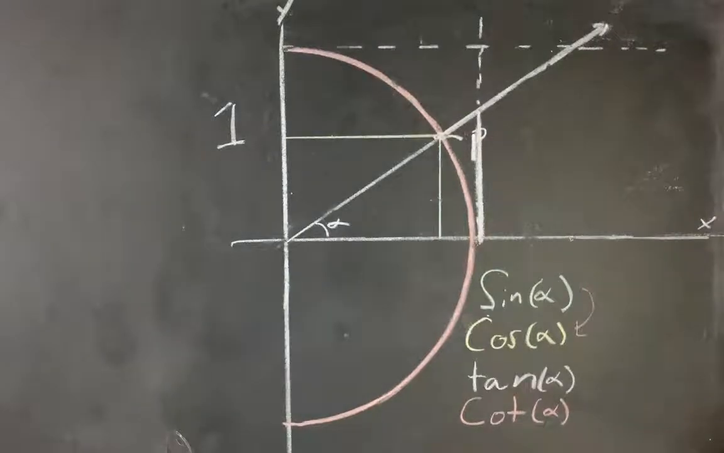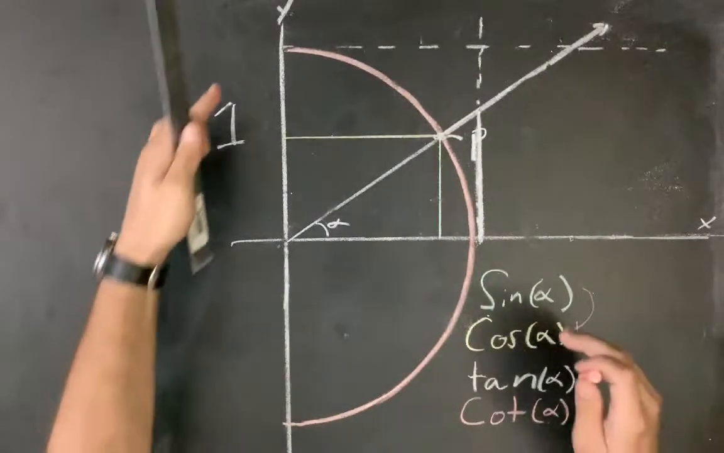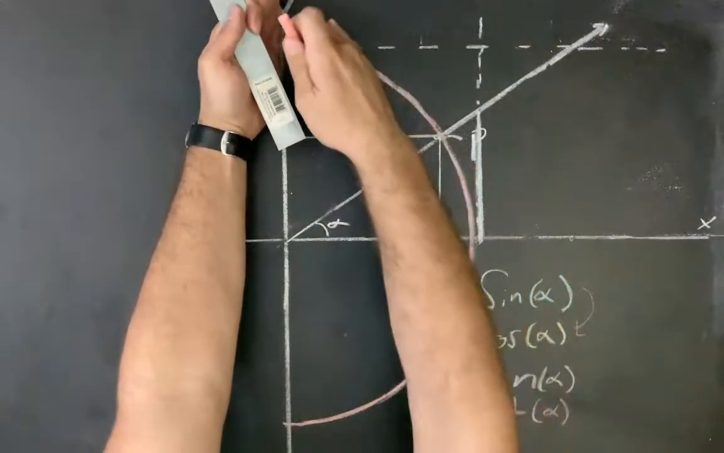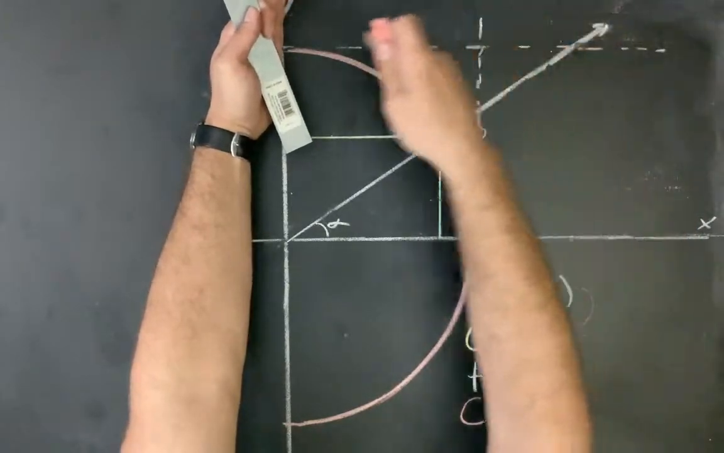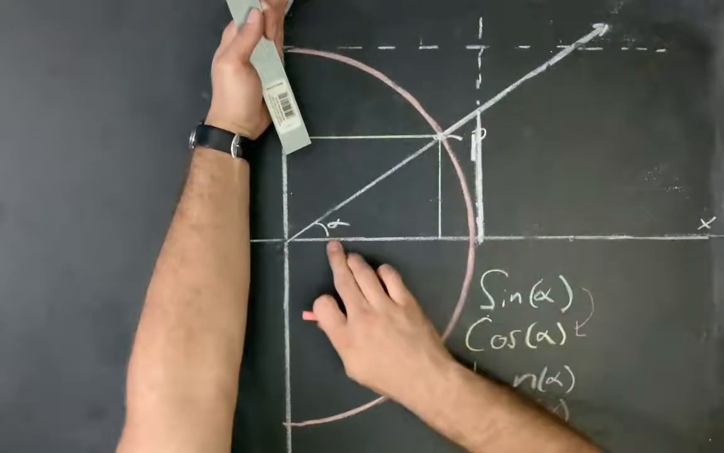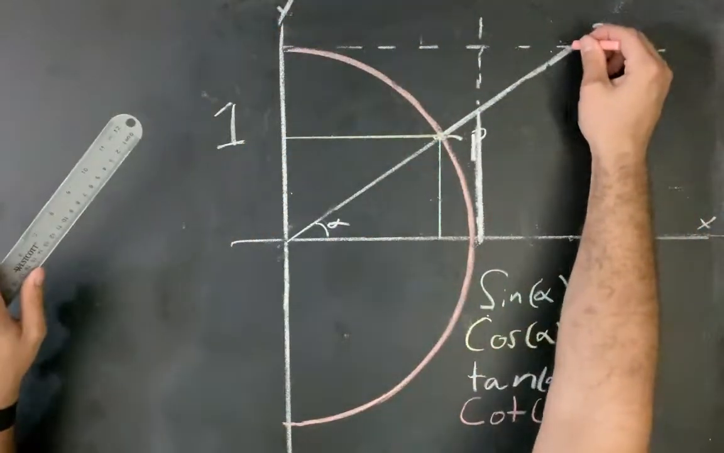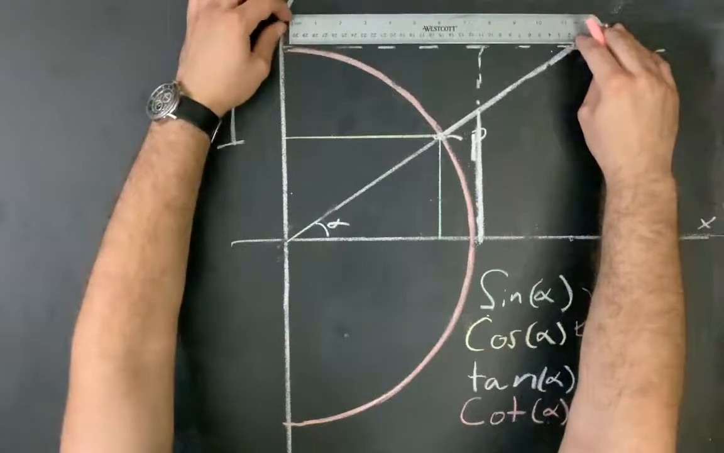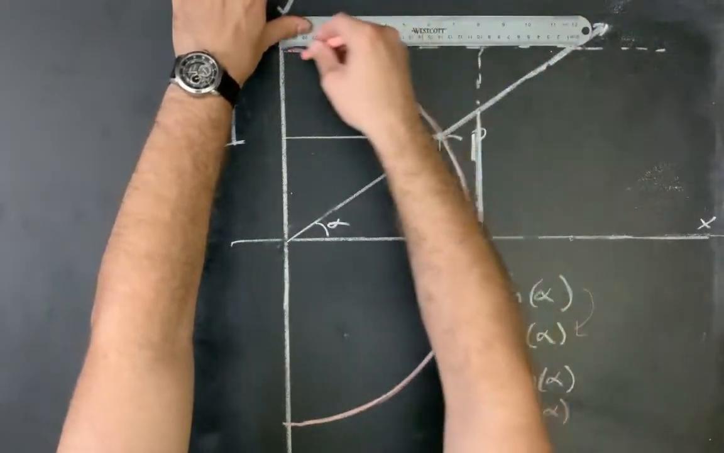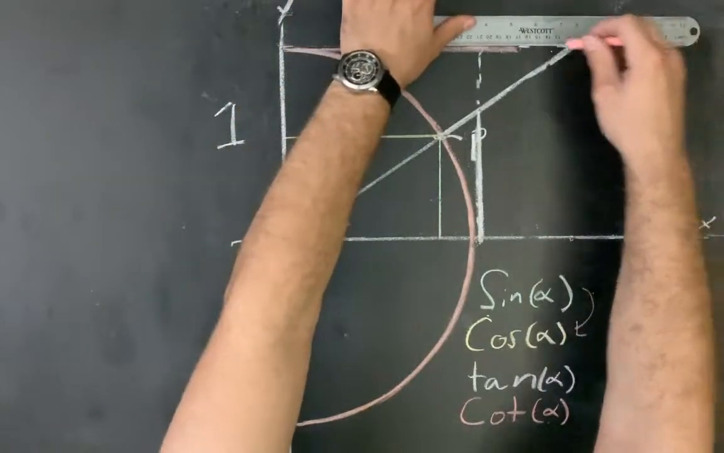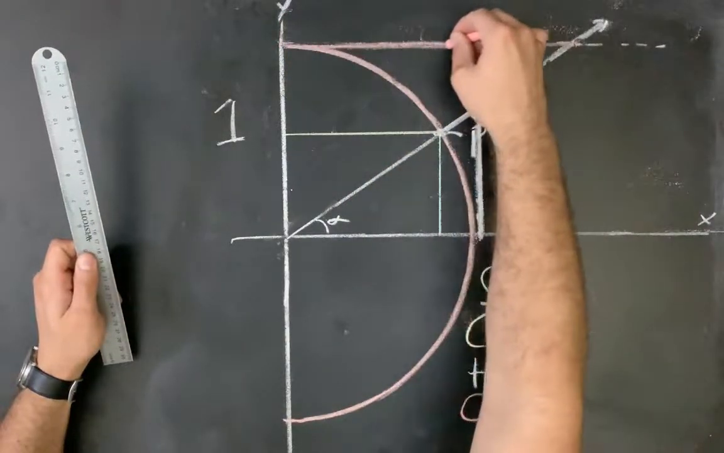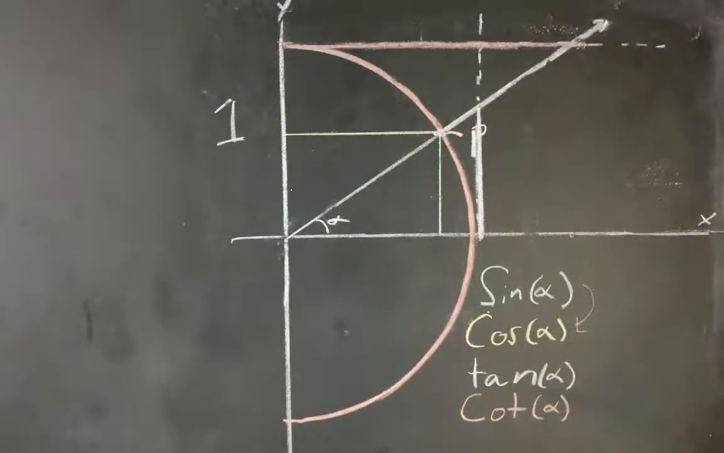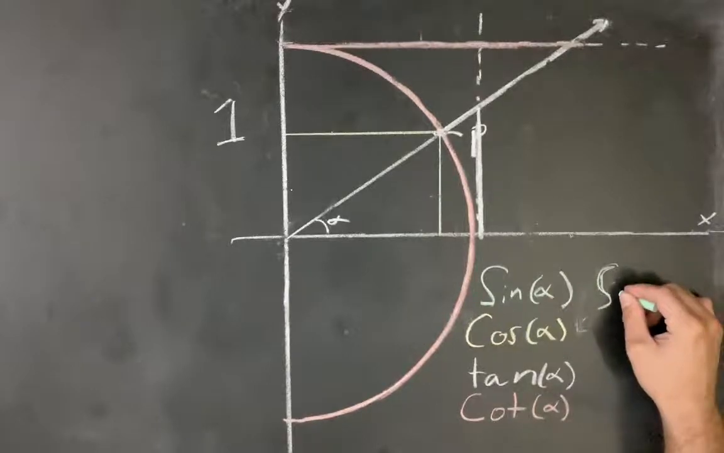Now cotangent is the distance from the y-axis, along the line that is orthogonal to the y-axis, directly to the point where the ray created by angle alpha meets those two lines. So it'd be that point here. That'd be our cotangent. Our next two will be our secant function and our cosecant.